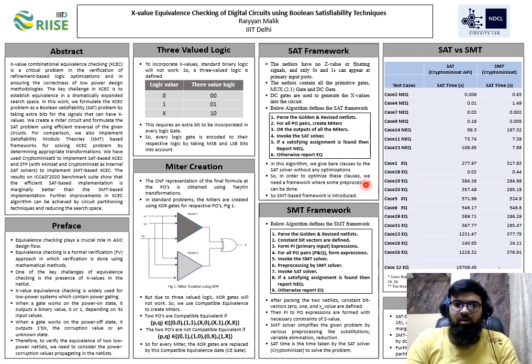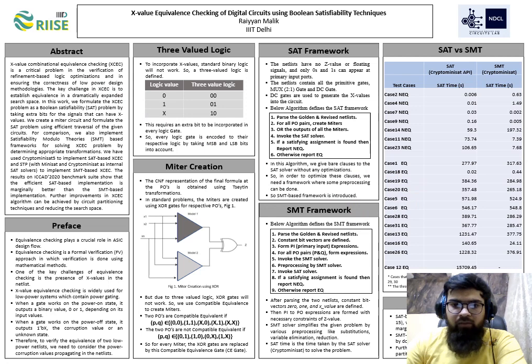So in order to optimize these clauses, we need a new framework. So the SMT framework is designed. In the SMT framework, first we parse the golden and revised netlist. After parsing, constant bit vectors are defined. These constant bit vectors are defined for our three-valued logic. For 00, a constant bit vector 0 is defined. For 01, a constant bit vector 1 is defined. For 10, a constant bit vector X value is defined, and 11 is not used.